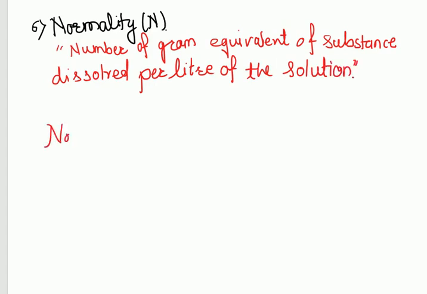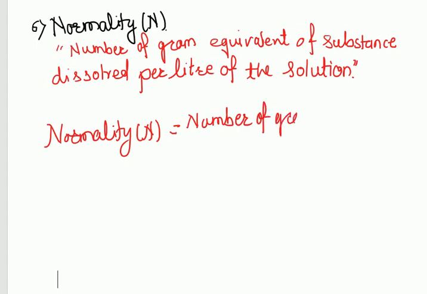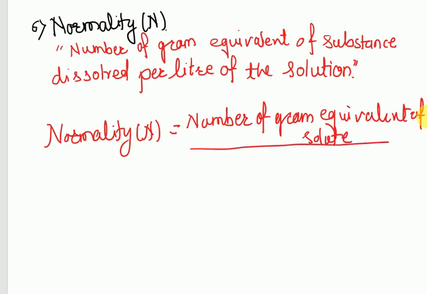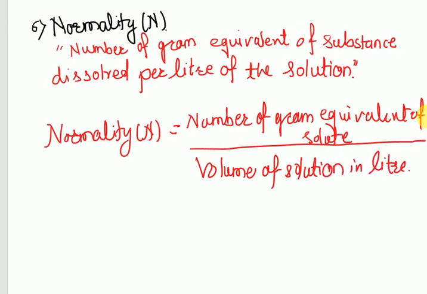We can write the formula: normality, denoted by capital N, is equal to the number of gram equivalents of solute upon the volume of solution in liter.